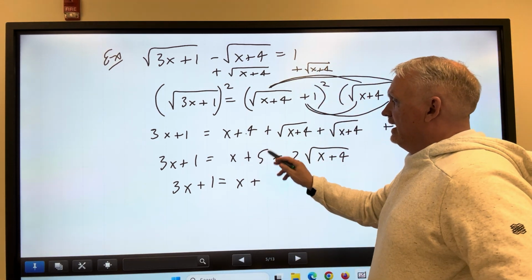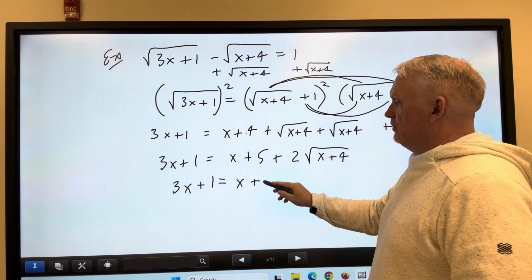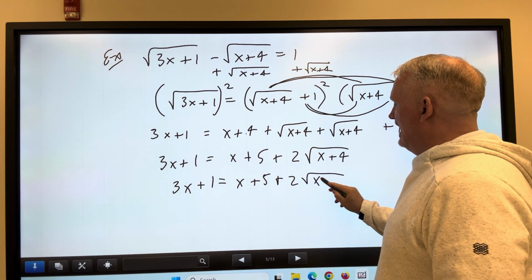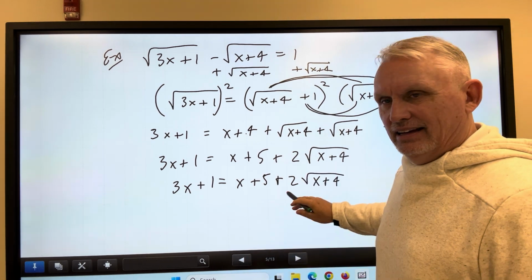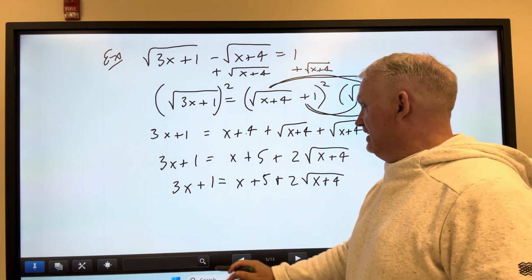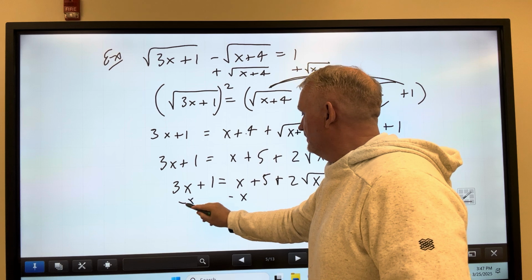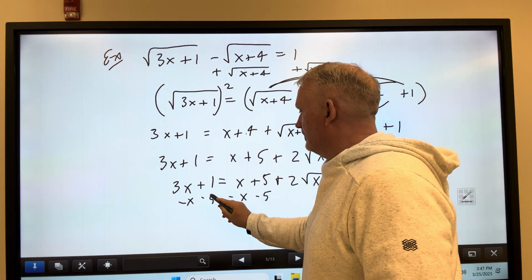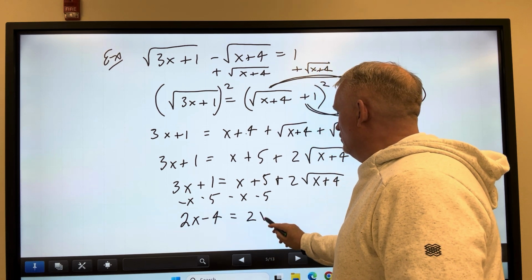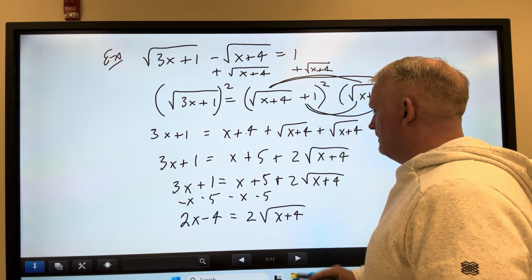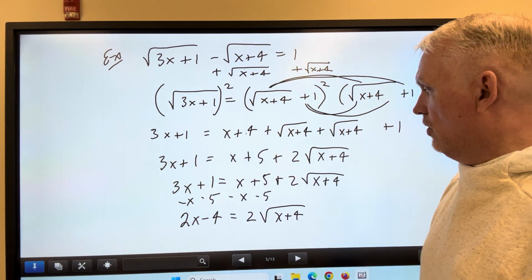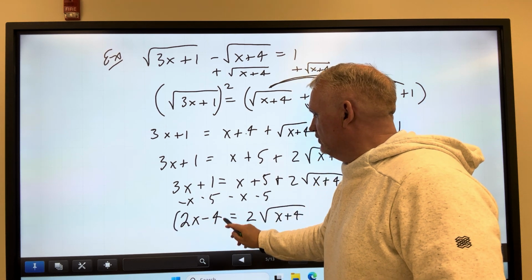So now, if I can combine some stuff, that's what I will. But what I am going to do is rewrite this, because now, notice I have this square root. I'm going to isolate it. I'm going to move these guys to the other side. So I'm going to subtract x, and I'm going to subtract 5. So I end up with 2x minus 4 is equal to 2 times the square root of x plus 4. Now I've isolated again. It's like I've repeated step 1. I'm going to repeat step 1, which means that I have to square both sides.